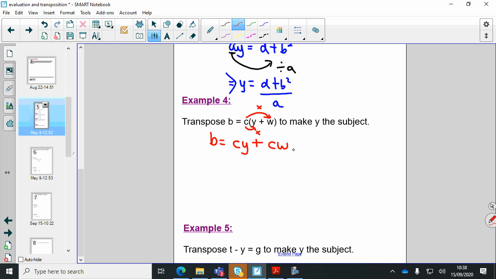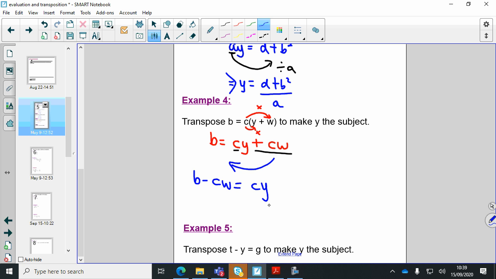Okay, now what we have is two things stopping the y being by itself. We have c and we have the cw. So we need to make sure that we take the correct thing across first. Well, same as before, the c is closest to the y, so we're going to leave that last. So we're going to bring across this cw to the left-hand side. Because it is adding to the right-hand side, that means it's going to subtract from the left-hand side. So we get b minus cw equals cy.